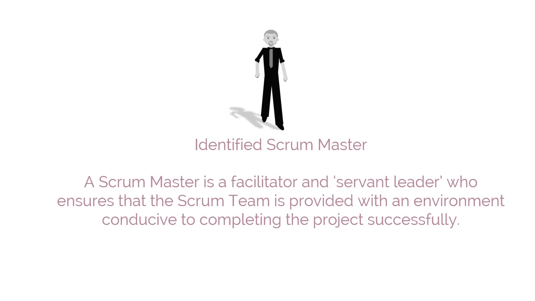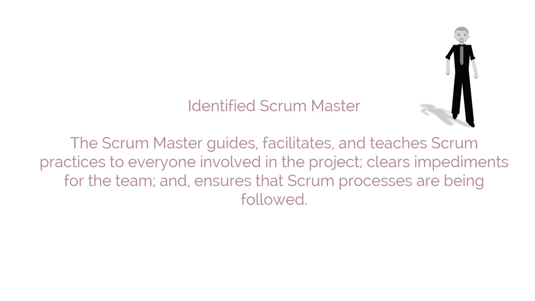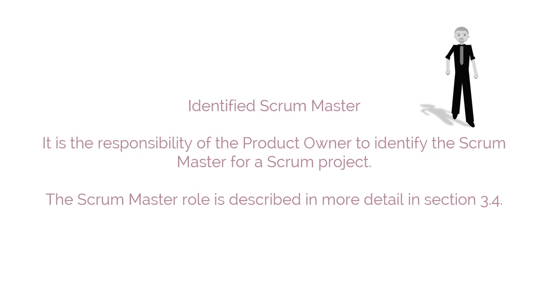Identified Scrum Master. A Scrum Master is a facilitator and servant leader who ensures that the Scrum team is provided with an environment conducive to completing the project successfully. The Scrum Master guides, facilitates, and teaches Scrum practices to everyone involved in the project, clears impediments for the team, and ensures that the Scrum processes are being followed. It is a responsibility of the product owner to identify the Scrum Master for a Scrum project. The Scrum Master role is described in more detail in section 3.4.